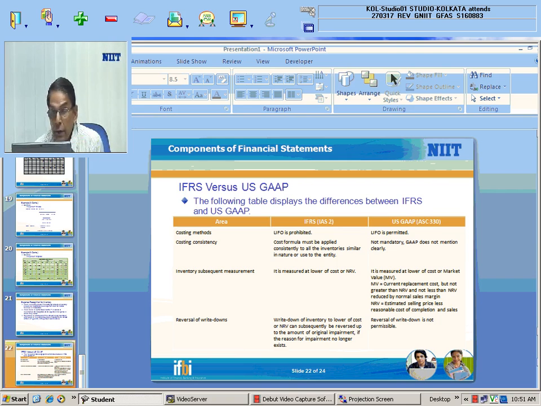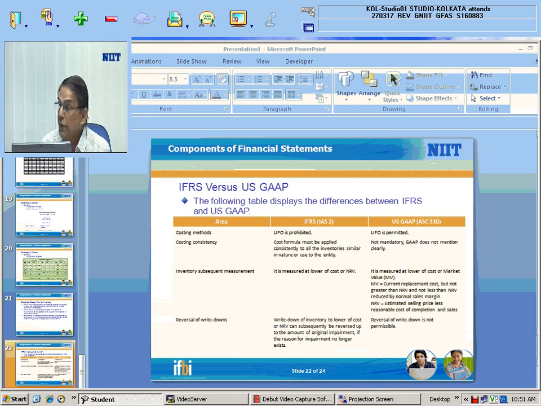And reversal of write-downs. In the area of reversal of write-downs, a write-down of inventory to lower of cost or NRV can subsequently be reversed up to the amount of the original impairment if the reason for impairment no longer exists. But under US GAAP, reversal of write-down is not possible. Once a write-down is made, it cannot be reversed.